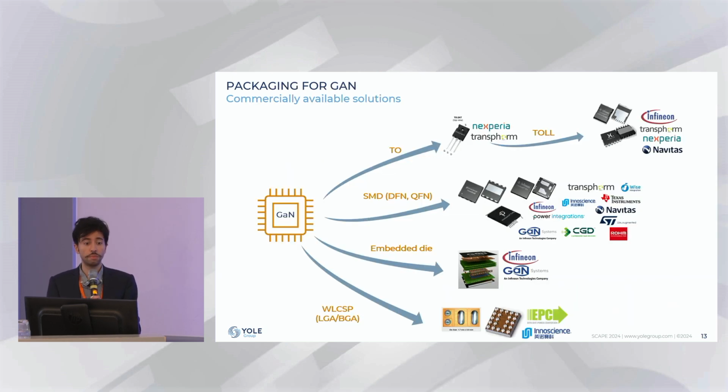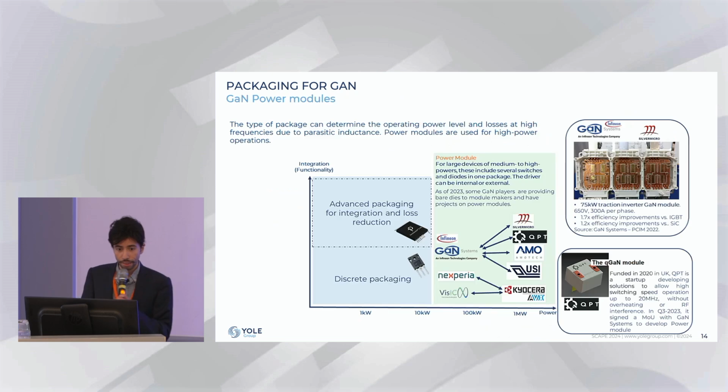Another aspect is the packaging, with various types of packaging, from traditional TO to now more leadless packaging for a more optimized parasitic aspect, and SMD regarding the consumer application of gallium nitride, embedded dies from Infineon GaN Systems, and wafer level packaging, which is more for low voltage applications.